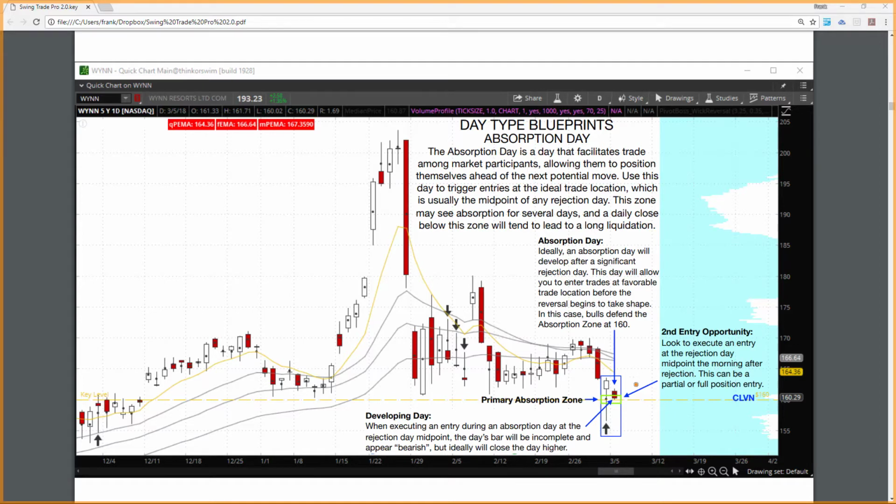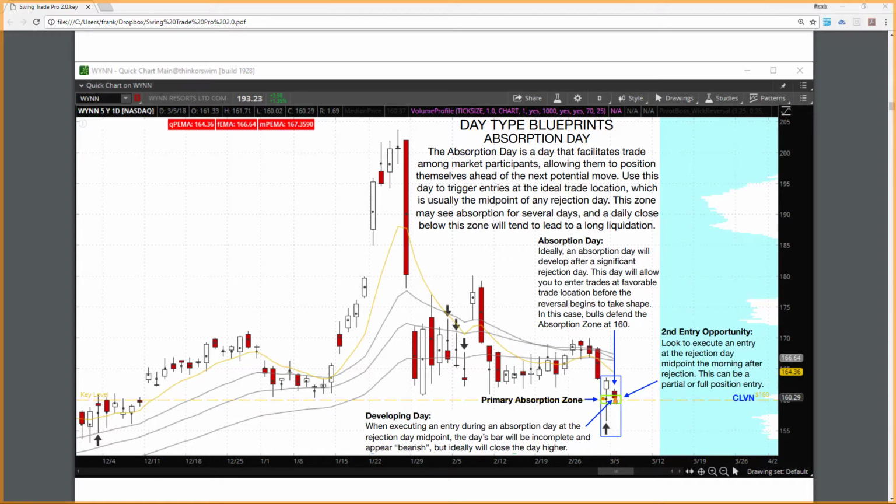And what you see here is that price opened higher. You see, that's the open. And this is a still developing day. So this is in the morning, and price has not closed yet. So if you see the pullback after the open, it drops into the absorption zone, the primary absorption zone, which is the spot between the midpoint and the rejected level. Look at price, it drops right into that zone, and that is when I place the entry.